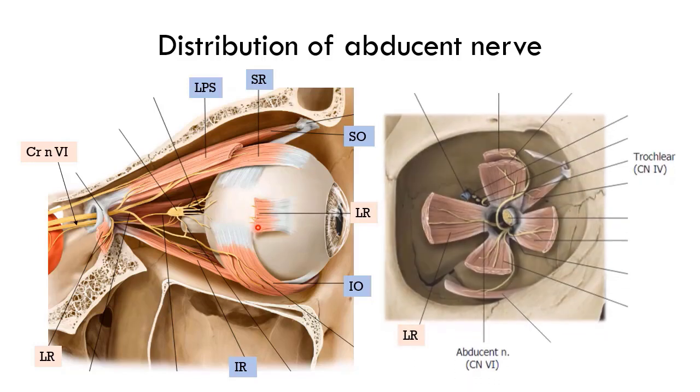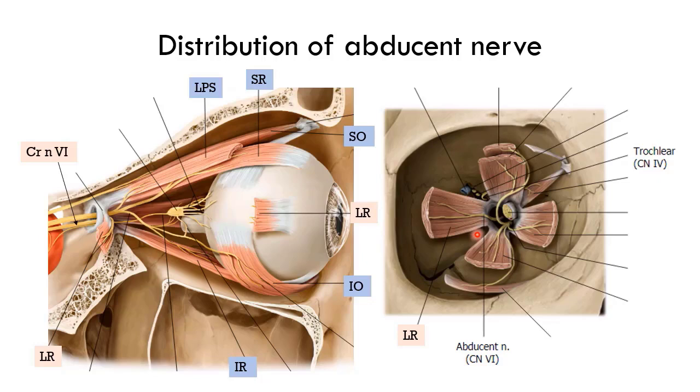We can see the same in front view. See, this is lateral rectus and supplied by abducent nerve. It is supplying the lateral rectus from its bulbar surface.